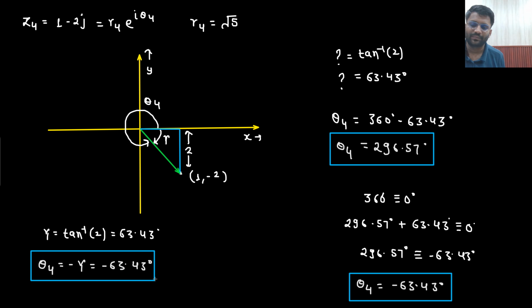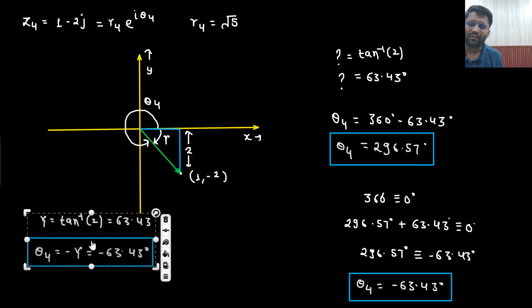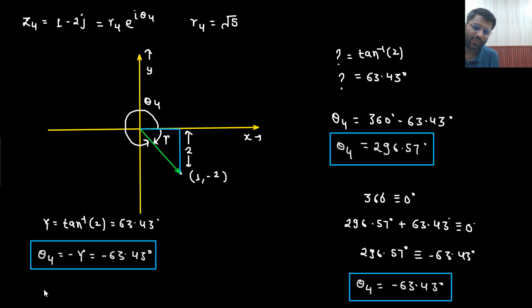There you go. So how will you represent Z4? Two ways are possible. But what will be the preferred way? The preferred way is that you write down the negative angle, which is minus 63.43 degree.